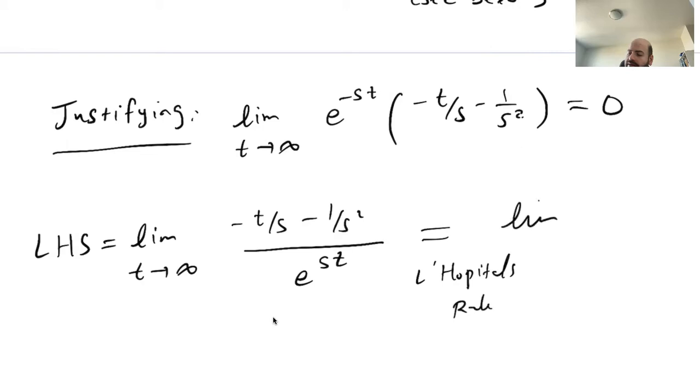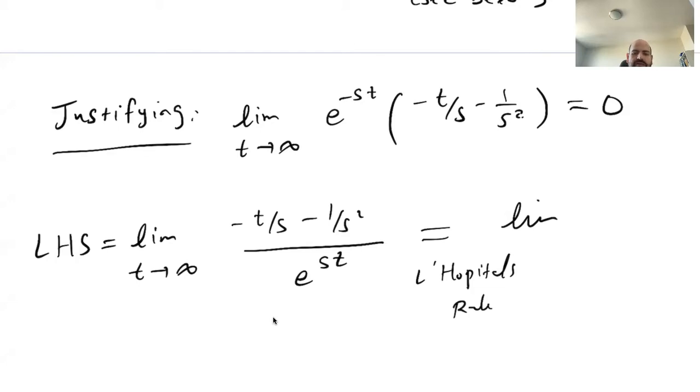This will tell me that this is the limit of the derivative of the top. L'Hopital's rule says the limit of a fraction, if it's of the form infinity over infinity or 0 over 0, can be written as the limit of the derivative of top over the derivative of bottom. What is the derivative of top with respect to t? Everything is with respect to t. The limit is over t, so the derivative has to be also with respect to t.